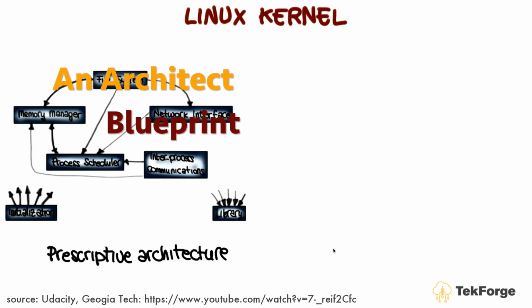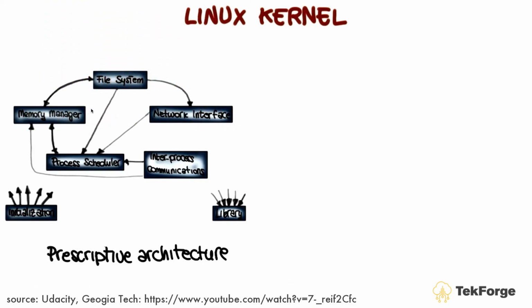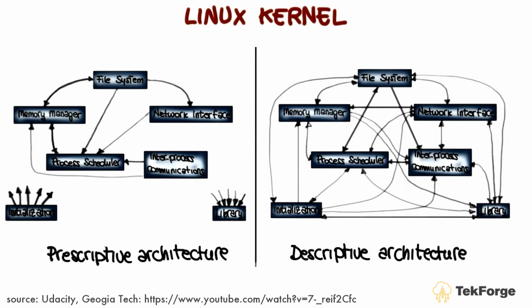It represents an orderly layout with components like memory manager, process scheduler, file system, network interface, inter-process communications, and library. These are connected through a series of arrows indicating the flow of information and control, suggesting a well thought out design intended for implementation. On the right, there is the descriptive architecture, which details the actualized or as-built layout that has come to be through development and use.